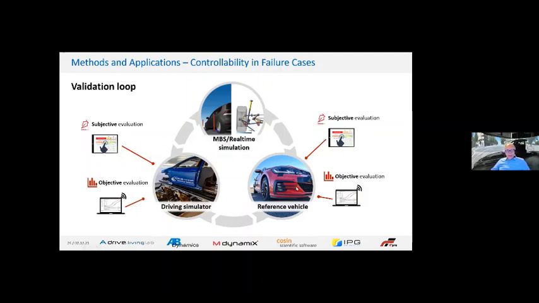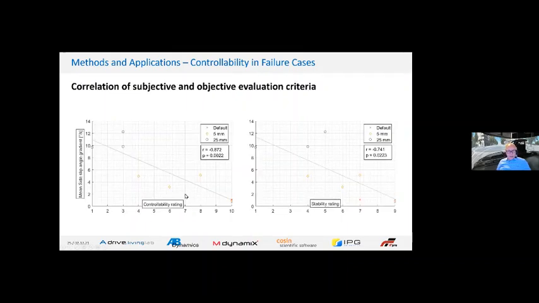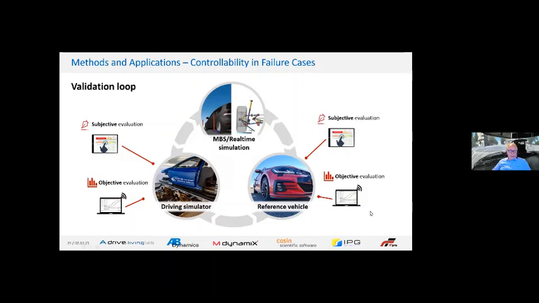In a subject study, part of the subjects were experts and part were non-experts, and we did the same test in the driving simulator to see whether the controllability can be simulated on a driving simulator. And what came out is that it's a little bit more difficult to control the car on a driving simulator than on the real vehicle. And this is good news, because then we are on the safe side.